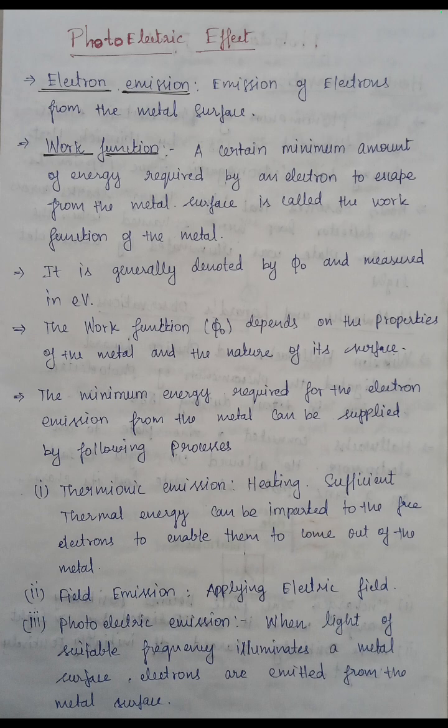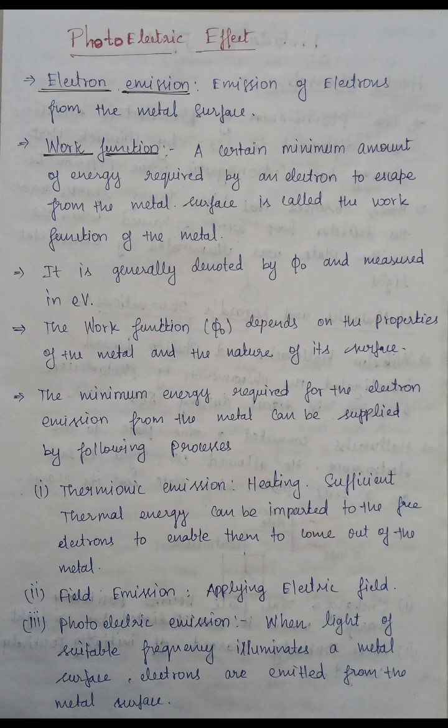Electron emission is emission of electrons from the metal surface. We know that metals are good conductors of electricity. It is because of the free electrons, but those free electrons never come out of the metal surface, because when the electrons come out, the metal surface becomes positively charged and the electron is a negatively charged particle. So there will be attractive force between the metal surface and the electrons. So the electrons go inside the metal surface.